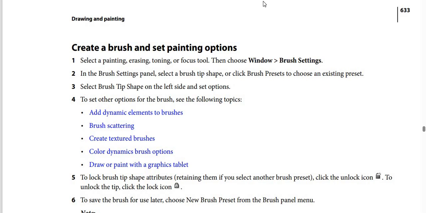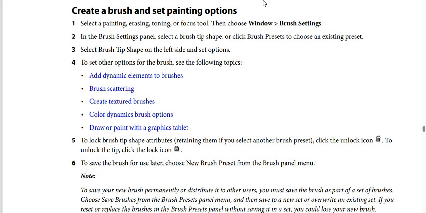Step number 2, in the Brush Settings panel, you should select a brush type, shape, or click Brush Presets to choose an existing preset. Step number 3, you should select the brush tip shape on the left side and set options. Step number 4, to set other options for the brush, see the following topics. You should add dynamic elements to brushes, or brush scattering, or create textured brushes, and color dynamics brush options, and draw or paint with a graphic tablet.